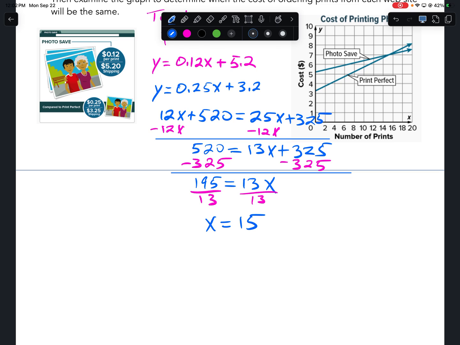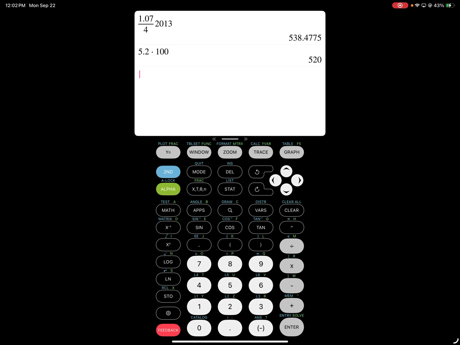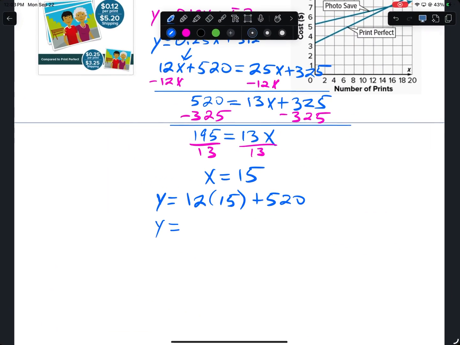So we can just plug it into, how about we plug it into this equation right there? So we know that y equals 12 times 15 plus 520. We're going to have to divide it by 100 then, because I multiplied this equation by 100. So we'll have to divide our answer. Which is 700, and if we divide that by 100, we get 7, okay?